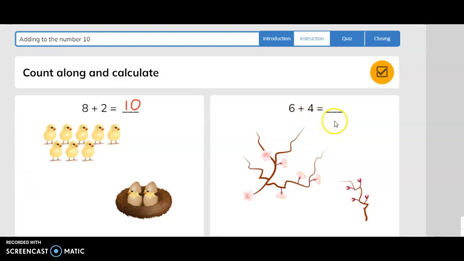6 plus 4 equals, let's count. We got 6 blossoms here, and we have 4 blossoms here. 6 plus 4 equals 10.